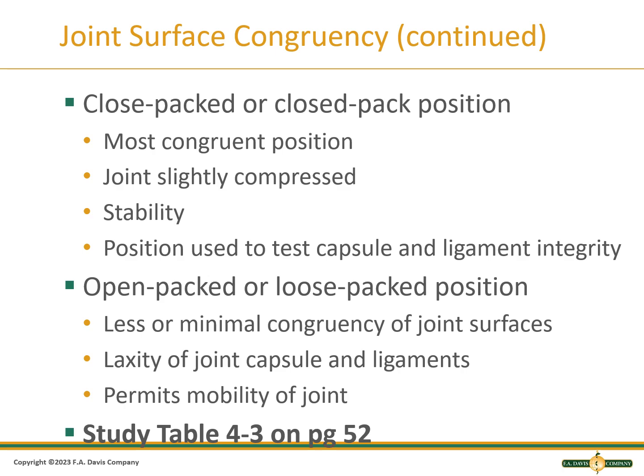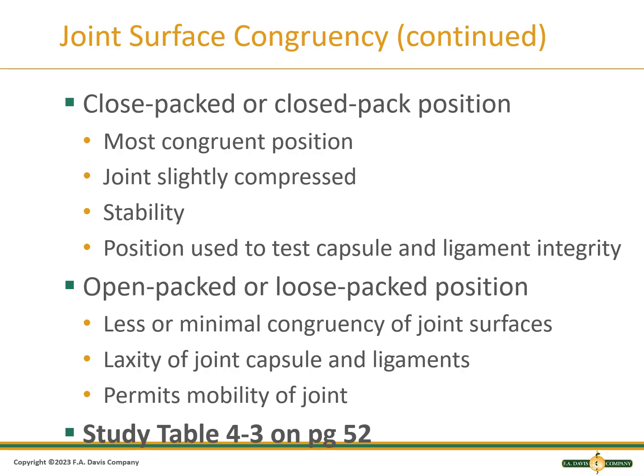When looking at joint congruency, we talk about the closed pack and the open pack positions. The closed pack position is the most congruent position of the joint segments, so where the segments match up the best, and the joint is slightly compressed because things match so well. This is the most stable position of the joint, and it's used to test capsule and ligament integrity, since these joint structures are also most taut in the closed pack position.